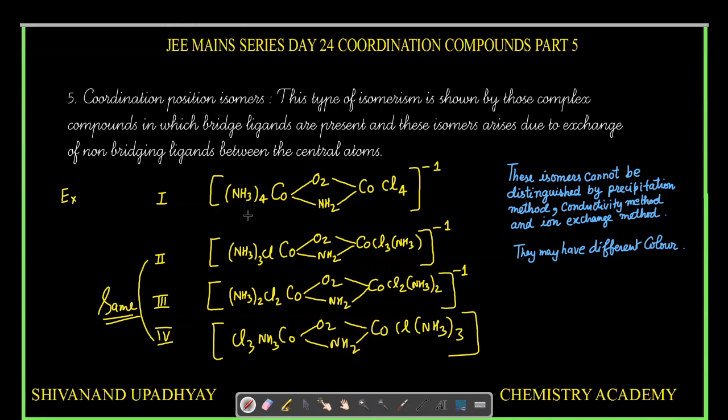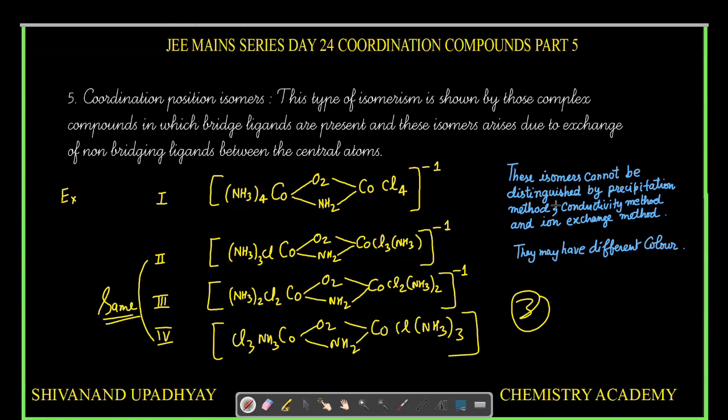In the same way, we try to exchange all the ligands and find out whether these compounds are different or the same. And from here I find that when I have changed all, the first, fourth and second are common, right? So from there we can say that 3 coordination position isomers are possible for this complex.